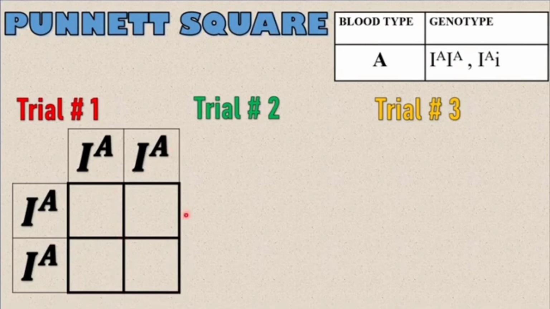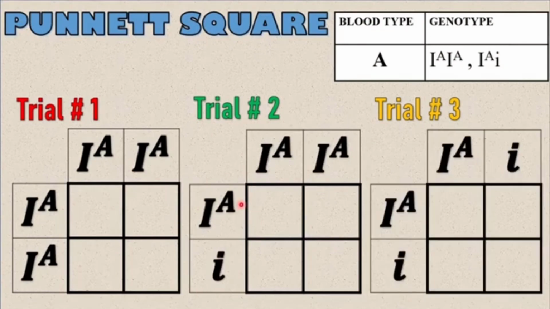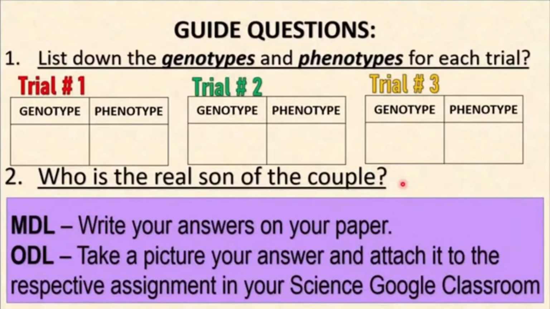For trial 2, one parent is homozygous and the other one is heterozygous. For trial 3, both of them are heterozygous. Let us see which one is their real baby. These are the guide questions. Number 1, list down the genotypes and the phenotypes for each trial. And for question number 2, who is the real son of the couple?